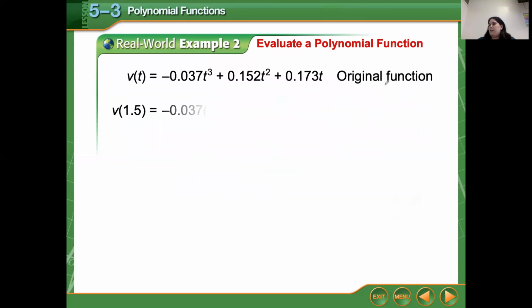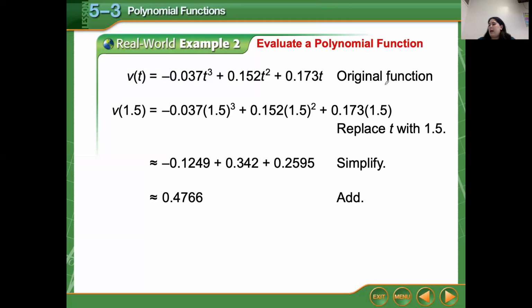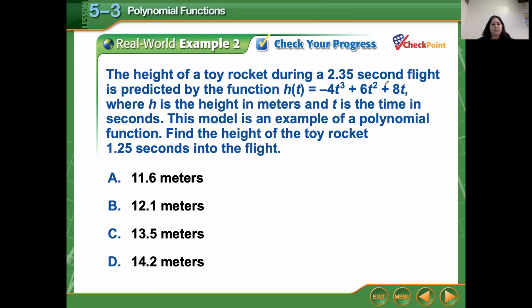So we take our original function and substitute in 1.5 for t. And we're going to go ahead and simplify. And then we end up with 0.4766 liters of air in the lungs, about 1.5 seconds into the cycle. All right, go ahead and pause the video and try this one.